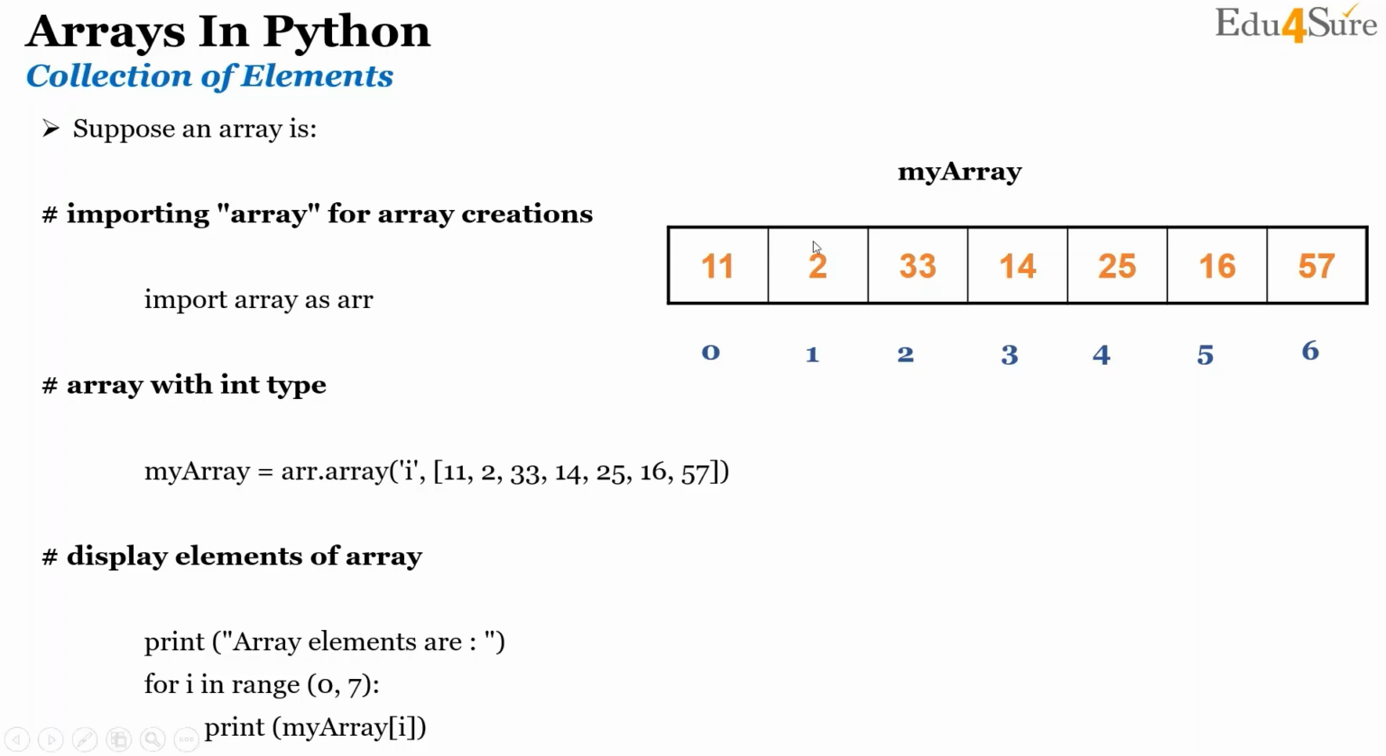Here in the visual, you can also see myArray developing in contiguous memory locations. That is, each and every element is stored continuously. It is a complete block of memory that is allocated, and assigned are the elements that we are assigning in the array. So here we can see 7 elements, namely 11, 2, 33, 14, 25, 16, 57. All of them are assigned memory locations with indexes 0, 1, 2, 3, 4, 5, 6 respectively.